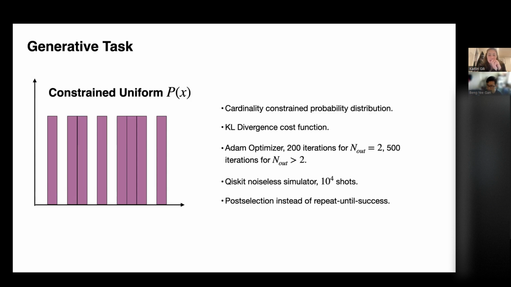used 500 training iterations. We did this on the Qiskit simulator, and we used post-selection instead of actually doing the mid-circuit measurements, because at the time we didn't have the mid-circuit measurement capabilities. Now I think when we continue to do work on this, we actually have devices that are coming out with their simulators with mid-circuit measurement capabilities.